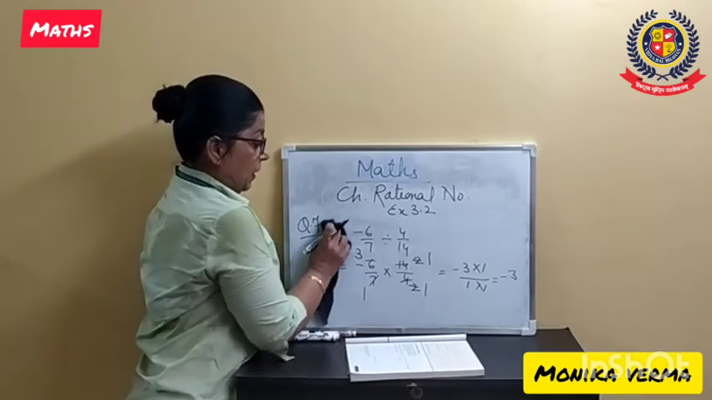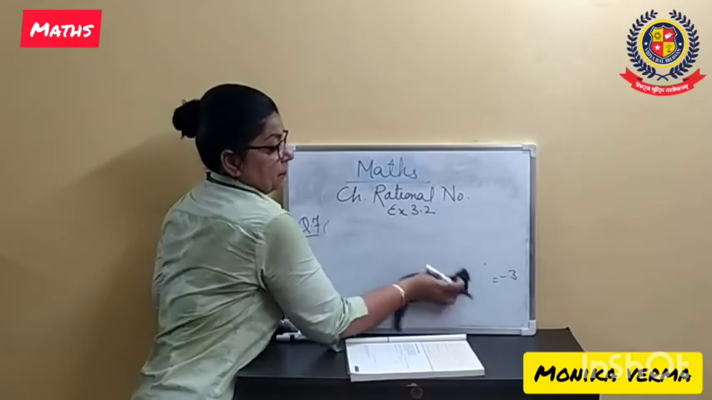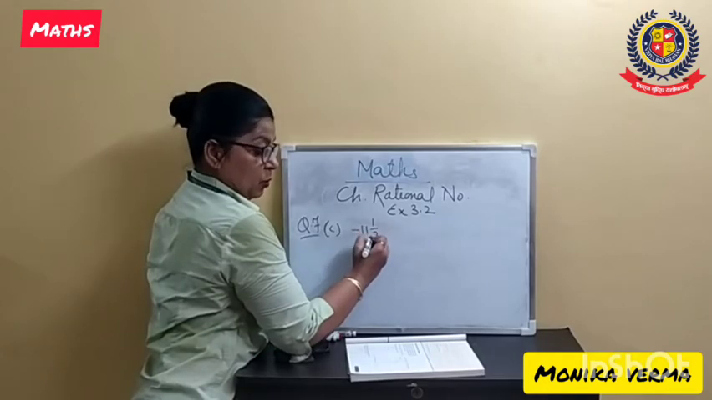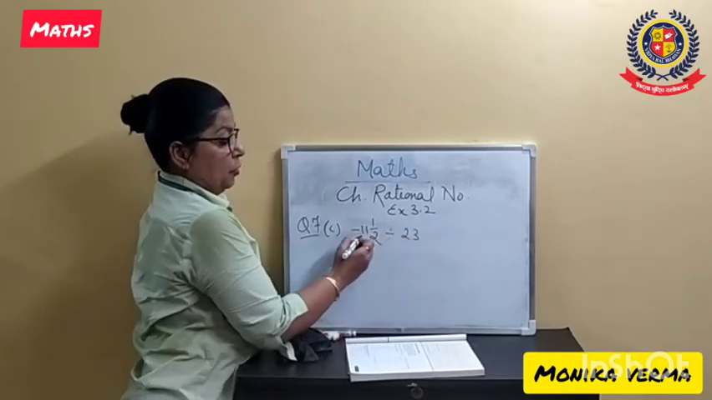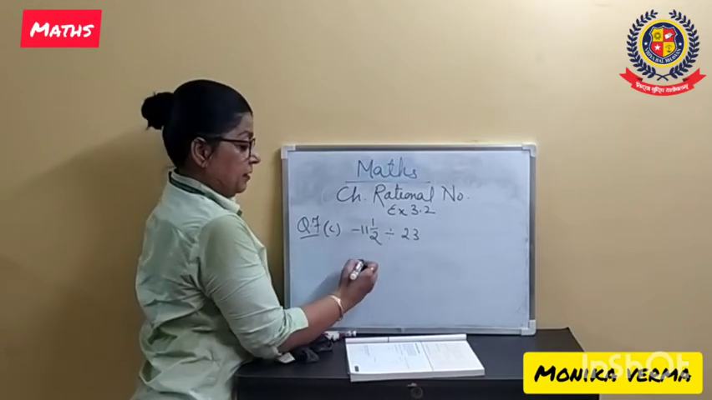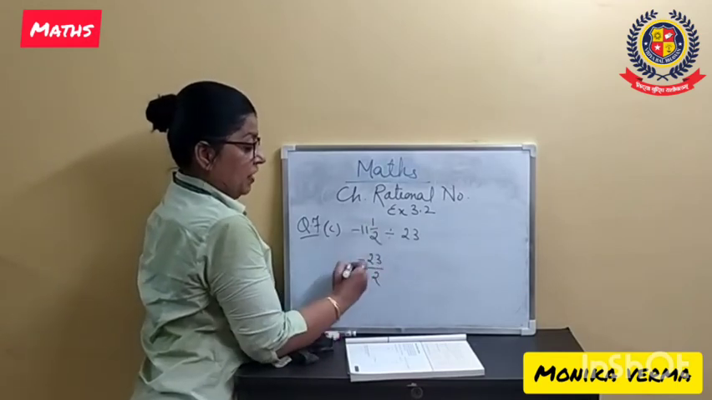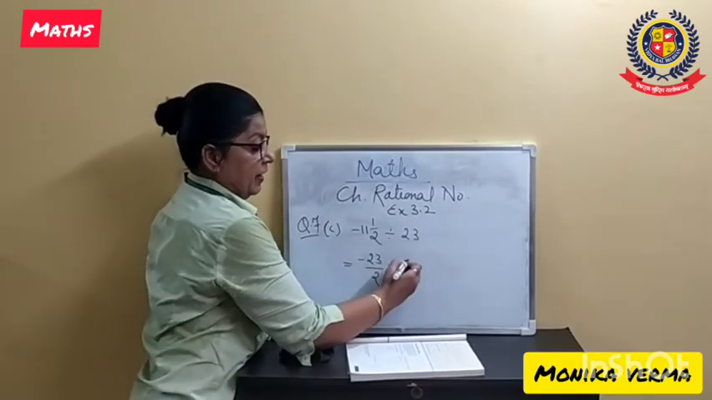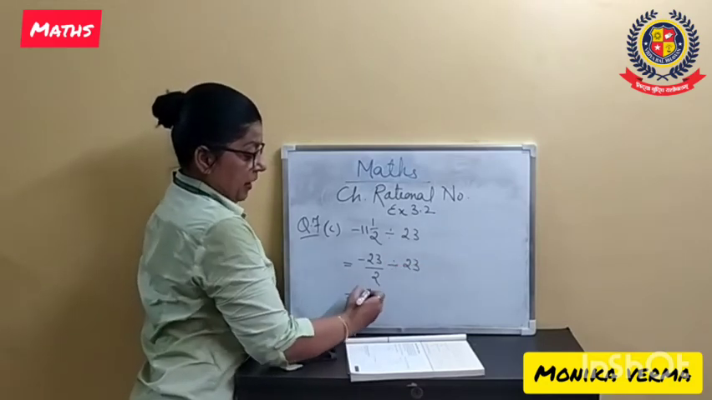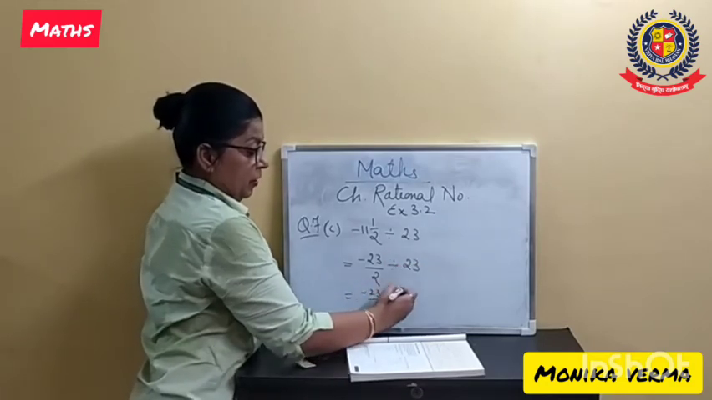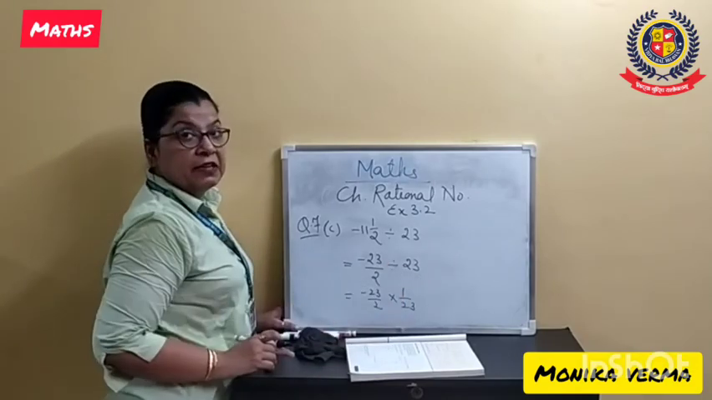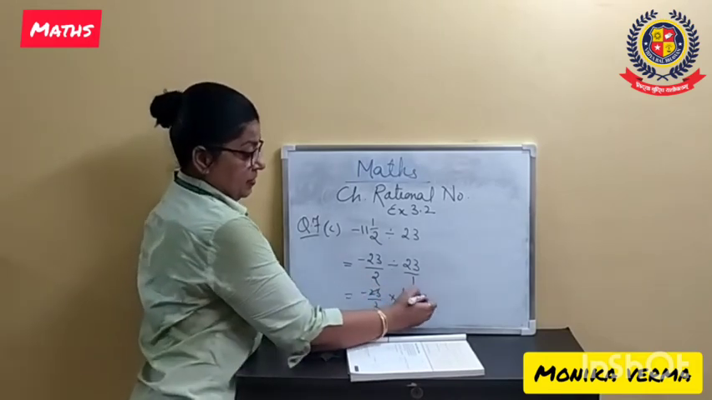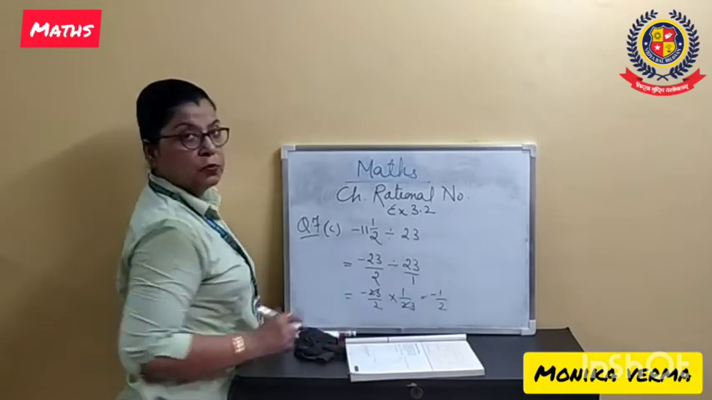Okay. C part. Minus 11 1 by 2 divided by 23. 2 into 11 is 22 plus 1, 23. Minus 23 upon 2. So what have we done? We have changed the mixed fraction into an improper fraction. Then divide by 23. Now we will write minus 23 by 2 into 1 upon 23. 23 means 23 upon 1, so we have taken the reciprocal. 23 and 23 cancelled, so we got minus 1 upon 2.